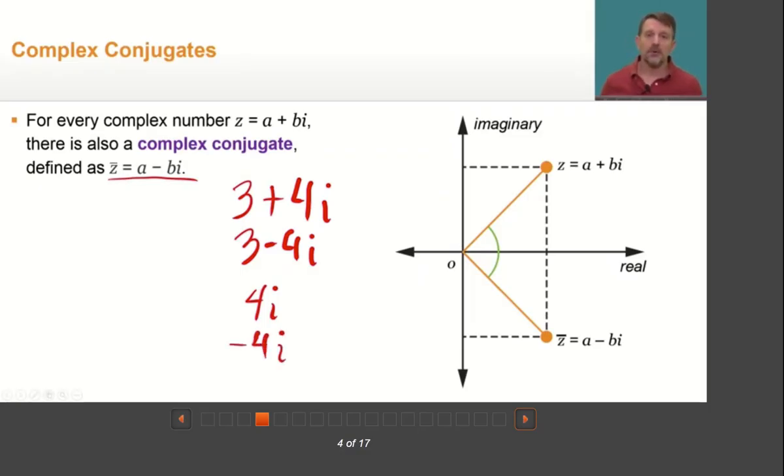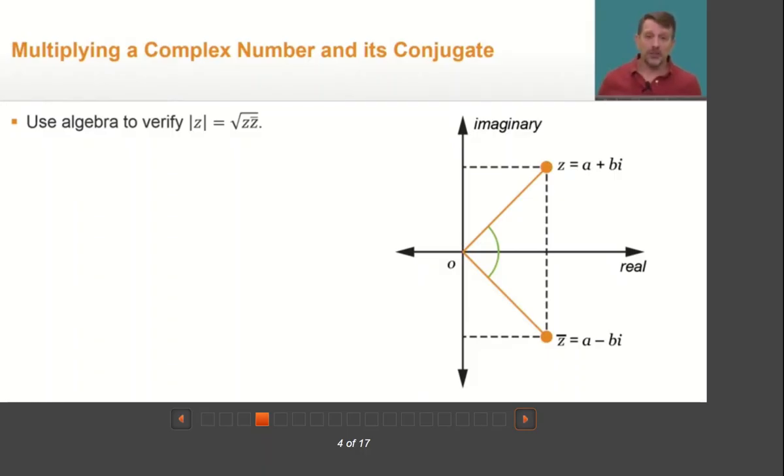As we can tell from both the form of the equation and the diagram, the complex conjugate is the reflection of the original complex number across the real axis. It therefore has the same modulus, but the opposite angle of the original. Let's show that the square root of their product is equal to the modulus.